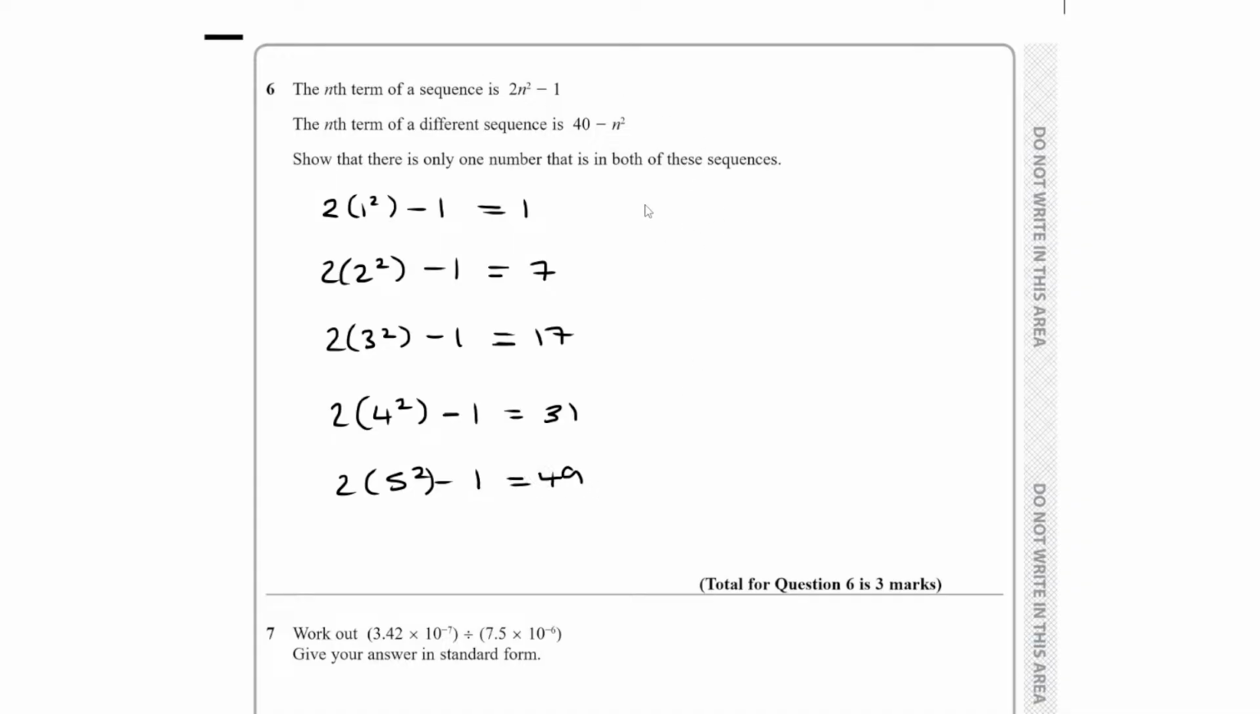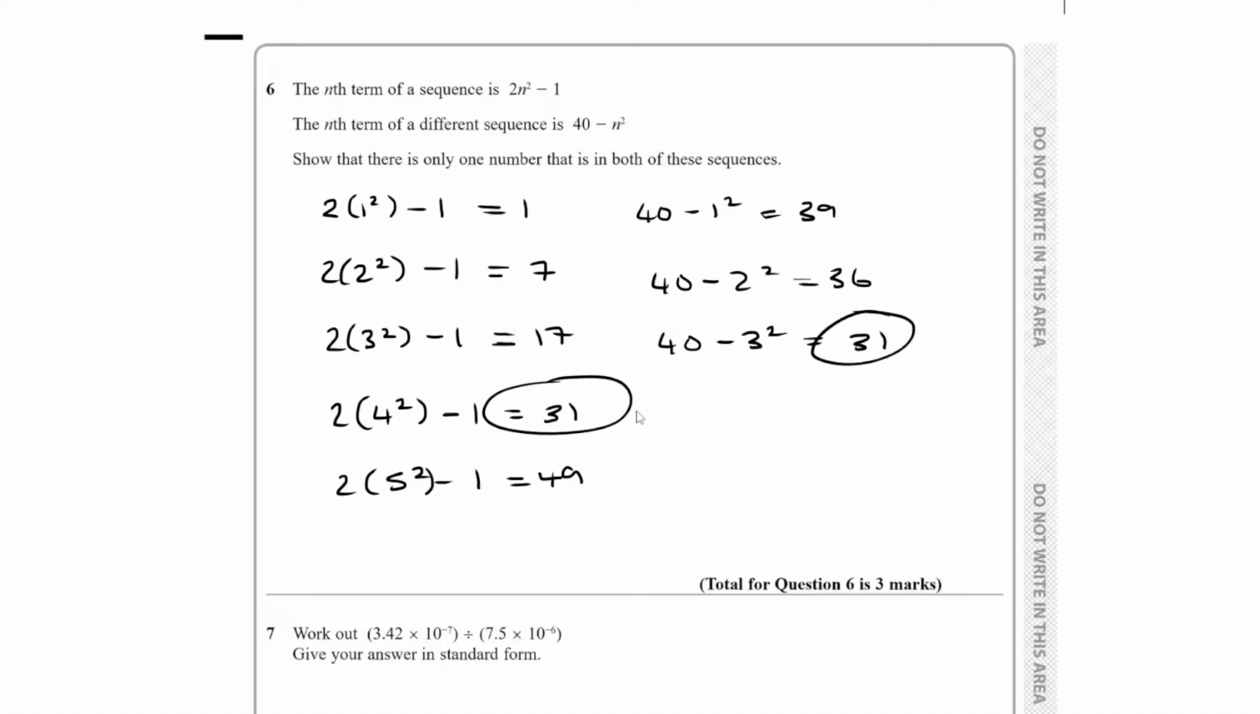49. And then the other one, 40 minus 1 squared, 39. Well, I guess that one's a little bit easier, isn't it? 40 minus 2 squared, 36. 40 minus 3 squared, and then you can see you get 31. I was thinking, yeah, I dislike trial and error as well.